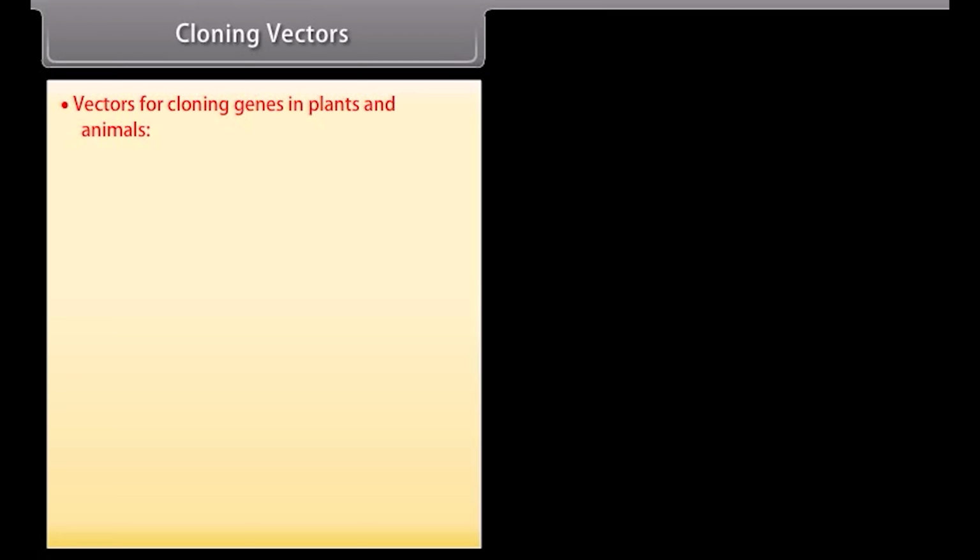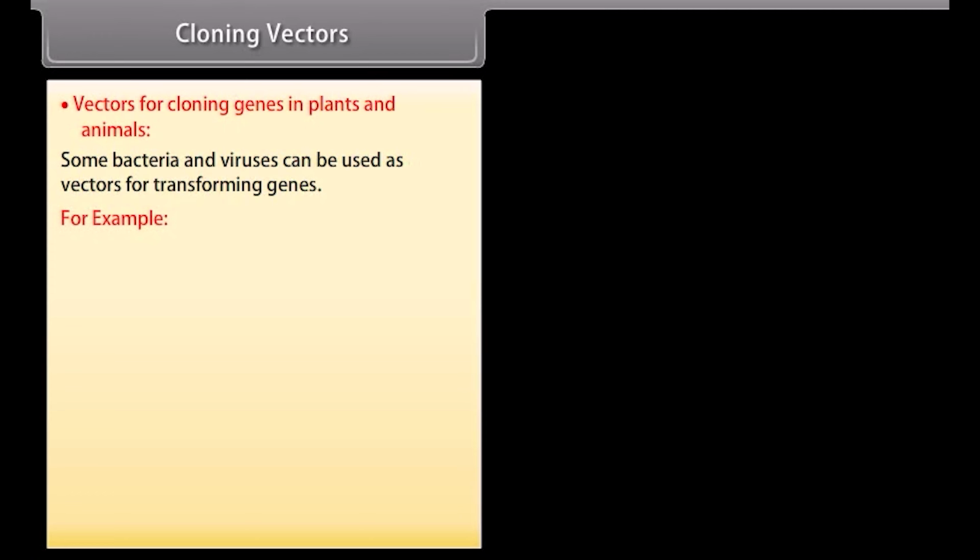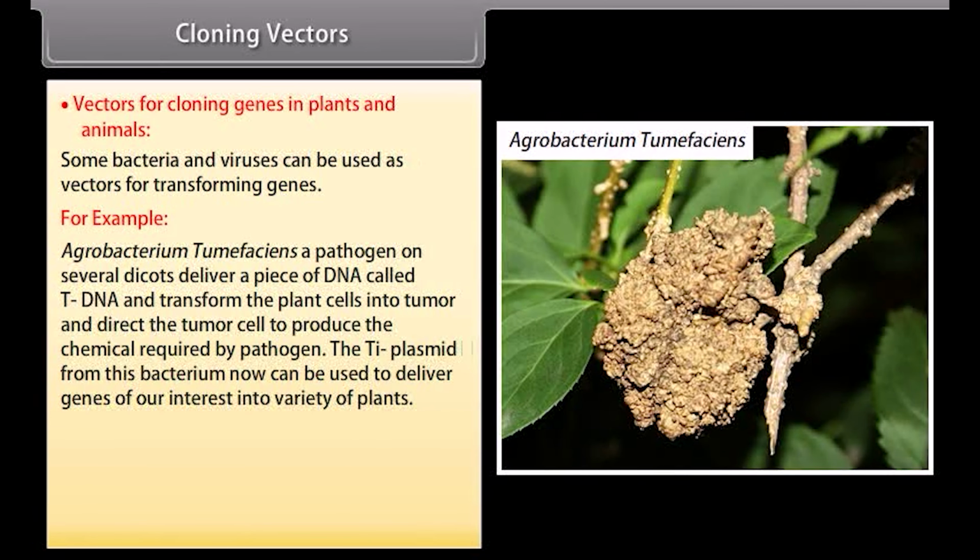Vectors for cloning genes in plants and animals. Some bacteria and viruses can be used as vectors for transferring genes. For example, Agrobacterium tumefaciens, a pathogen of several dicots, delivers a piece of DNA called T-DNA and transforms the plant cells into tumor cells and directs the tumor cells to produce the chemicals required by the pathogen. The plasmid from this bacterium can now be used to deliver genes of our interest into a variety of plants.